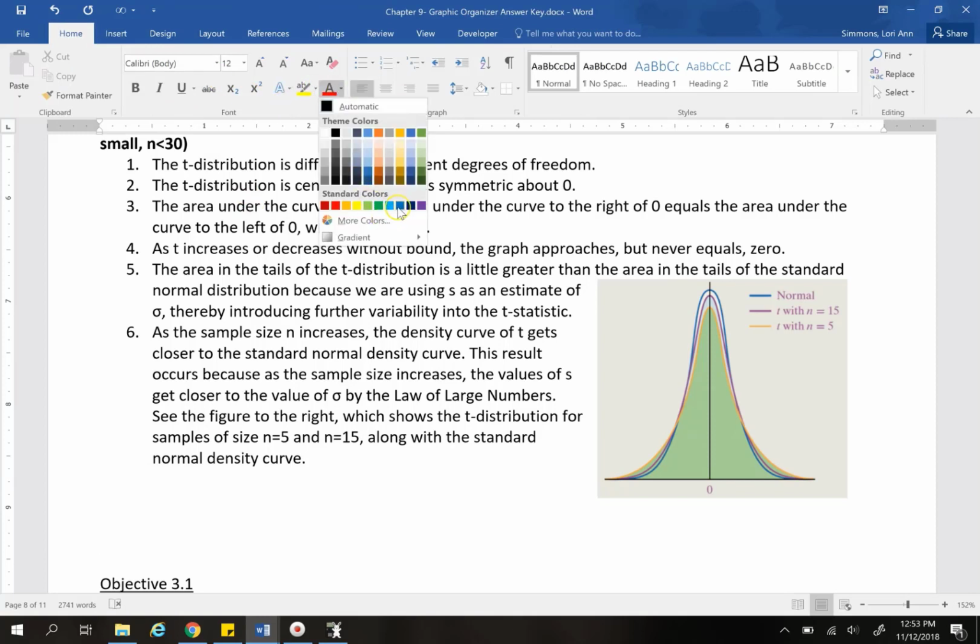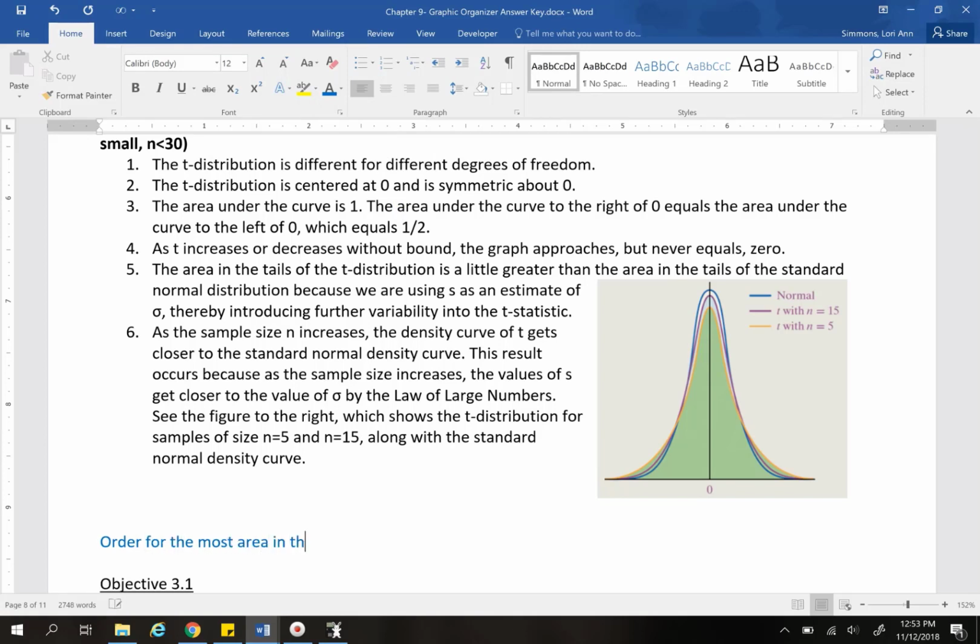So if we wanted to order these 3 for the most area in the tail, which one would have the most area in the tail? And look which one has the most area in the tail. You can see the yellow is on top. So n equaling 5 t-distribution was first. Then the next would be your purple line, so n equaling 15 t-distribution, and then your normal distribution.